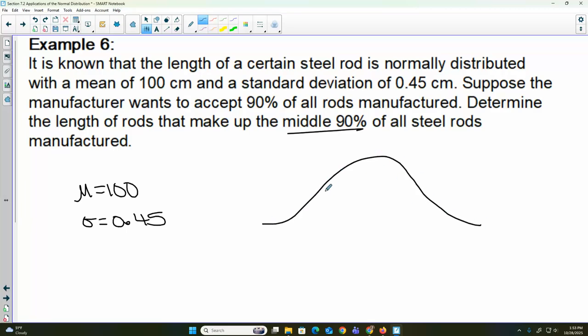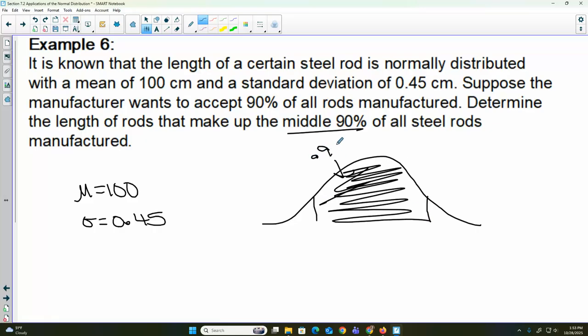Okay, so we only want to accept 90%, so that means we want to get rid of the shortest and the longest ones, right? We want to keep the best 90%, so the middle 90%. So the area in the middle is 0.9. That means I have 10% that I'm going to throw out. How much on each end? So this would have to be 0.05. Can you find the z that matches 0.05?